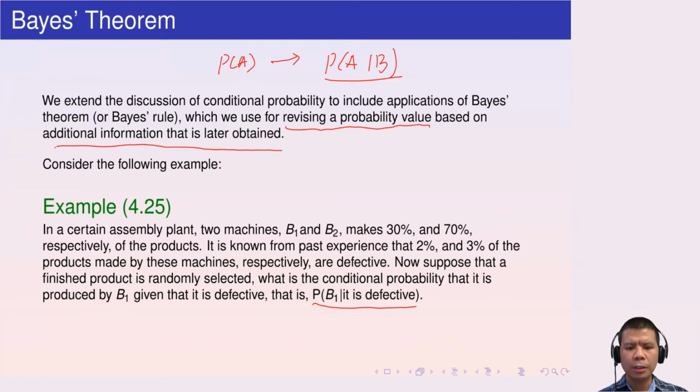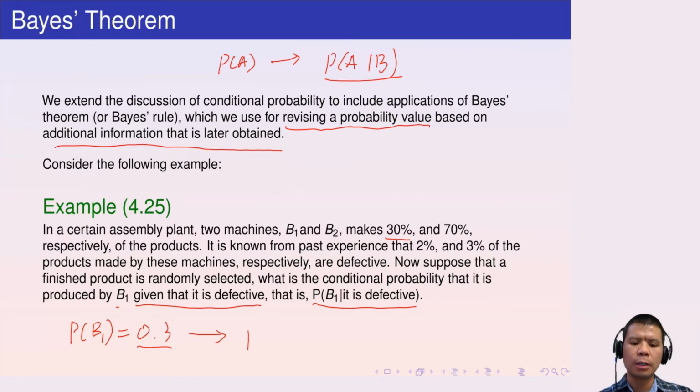Now, for this one, we know that without any information, the probability of B1 is 30% because it makes 30% of the products. So probably B1 is 0.3. Now, what we want to find is, given it is defective, what is the probability of B1? So now it is the probability of B1 given it is defective.